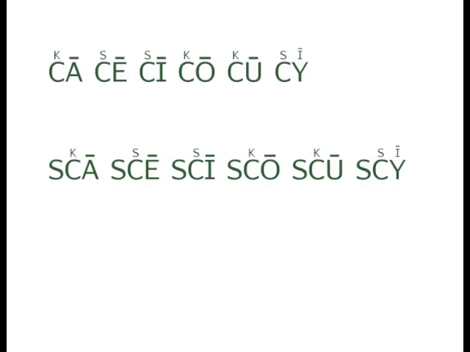And try these tricky syllables. Look at them here for a bit and then try them without the markings. K, si, si, ko, ku, si. Ske, si, si, sko, sku, si.